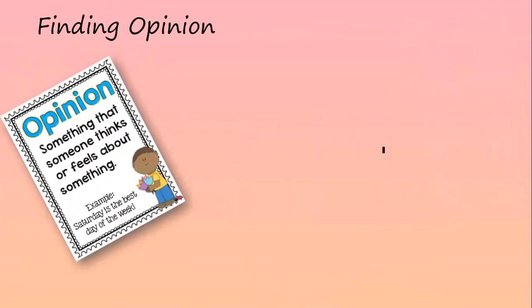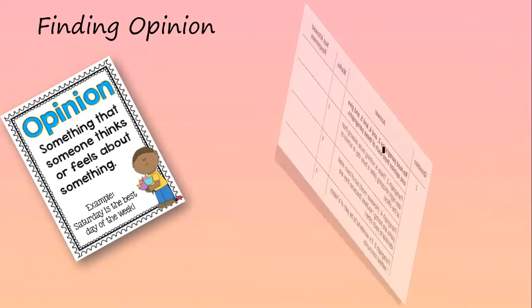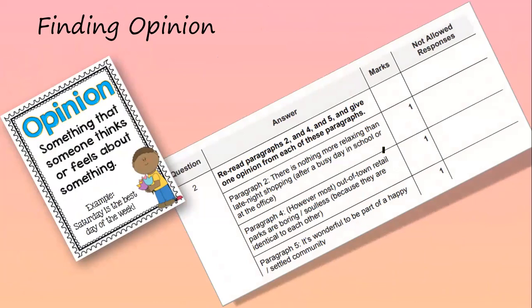So, finding opinion for this particular passage, which I have chosen to discuss with you today. This is the mark scheme. These are the three opinions set by the examiner in paragraph 2, paragraph number 4 and paragraph number 5.